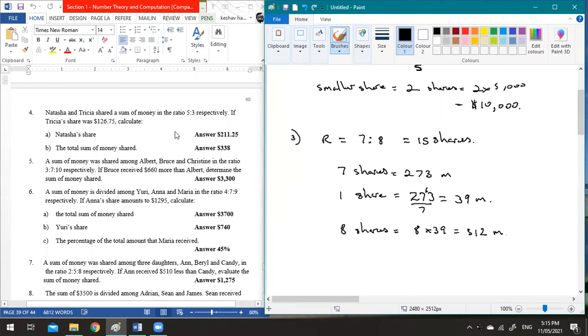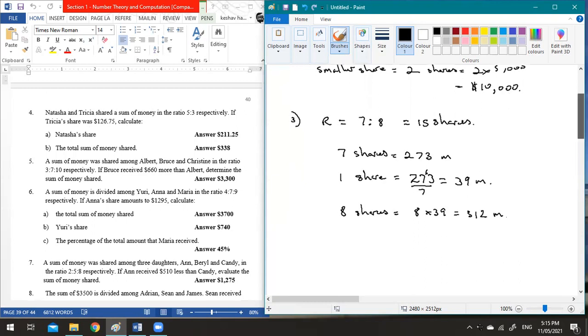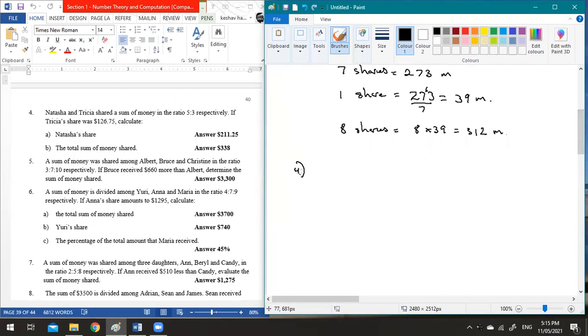Another way they like to bring questions is like question 4, where Natasha and Trisha share a sum of money in the ratio 5 to 3 respectively. If Trisha's share was $126.75, calculate Natasha's share. So number 4, the ratio is 5 to 3, which is 8 shares. Now this is Natasha, this is Trisha. So Trisha received 3 shares.